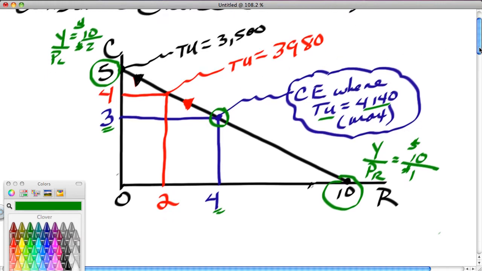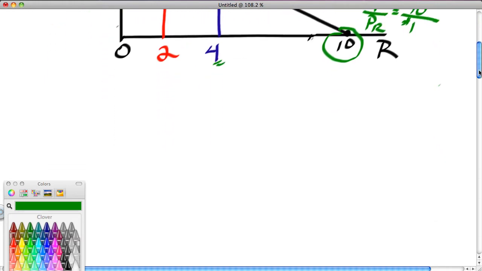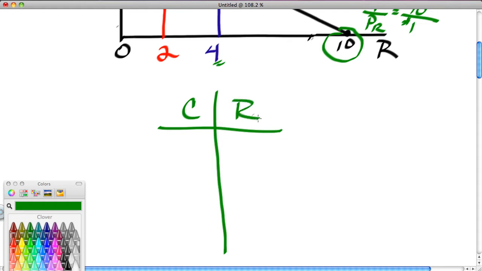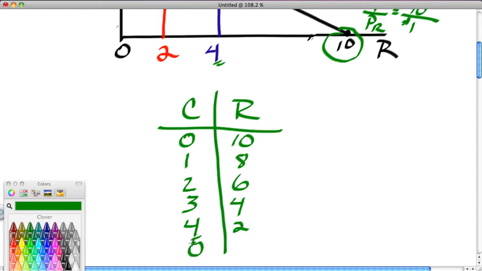Below this diagram, I would like to set up a table. This is a table that we presented in the first part of the series, but I would like to pull it back up and remind you, if 0 coffee is purchased the buyer will buy 10 rolls. 1 coffee, 8. 2 coffee, 6. 3 coffee, 4. 4 coffee, 2. 5 coffee, 0.